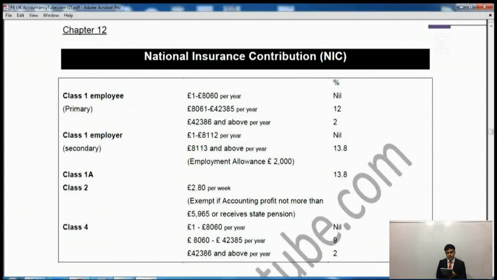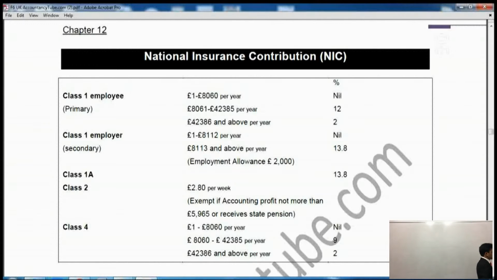Say, for example, if someone is working for you and you are paying them salary, then you will have to pay class 1 employer insurance. Up to 8,112, you will not have to pay anything. Then above that, you will have to pay 13.8%. However, you can claim £2,000 employment allowance. Now, this employment allowance is just one single lump sum, 2,000. Say, for example, if 10 employees work for you, then you will still get just £2,000. Even if just one single employee works for you, you will still get £2,000 employment allowance. That is what you can deduct out of the total.